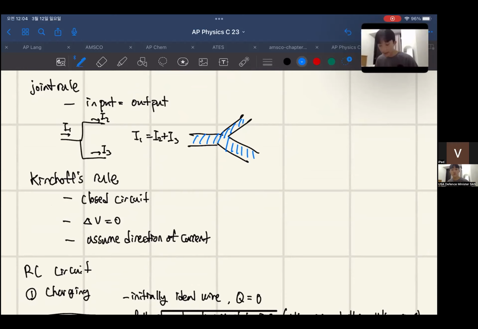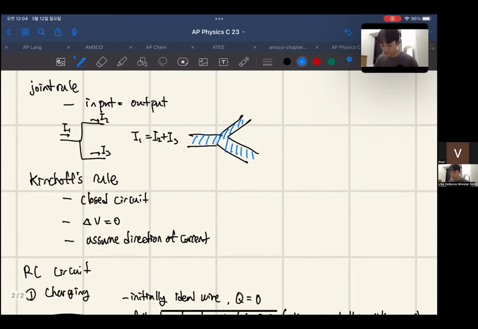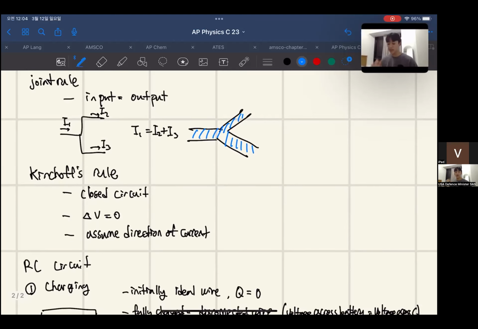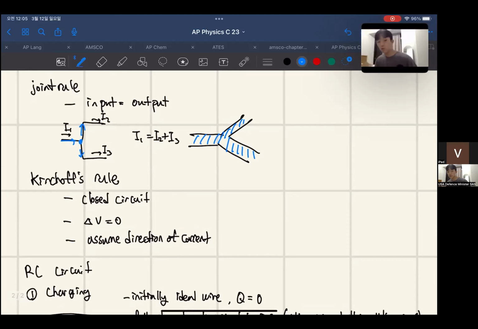And now I'll move on to the main part, which is the junction rule. So the junction rule is basically input equals output. So if you have this junction where three branches of circuits meet, of course, there would be some electrons moving towards the junction, then the current moving out of the junction should be equal to the current moving in towards the junction. So I1 equals I2 plus I3.